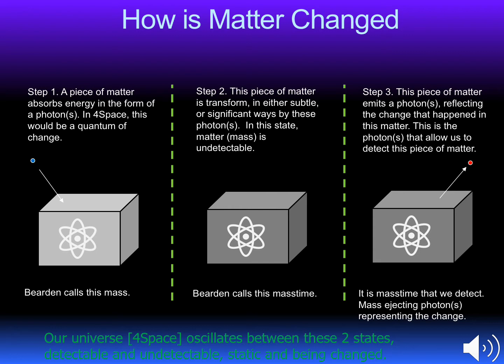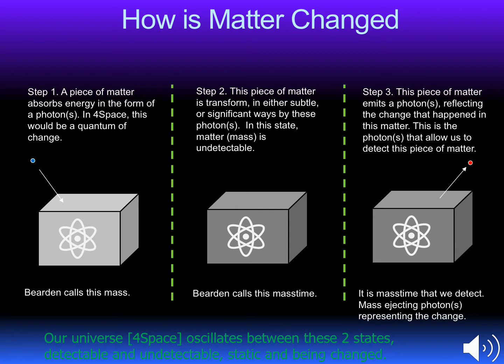And if this photon was in the thermal part of the electromagnetic spectrum, then when this was absorbed by the mass, it would generate an increase in temperature of the mass. And now the mass is in the middle state, which is called mass time. If this photon was in the light portion of the electromagnetic spectrum, then if the energy of the photon is high enough, it would dislodge electrons in the material and create charge or a current. This piece of matter has been transformed either in subtle or significant ways by these photons that come from different parts of the electromagnetic spectrum.